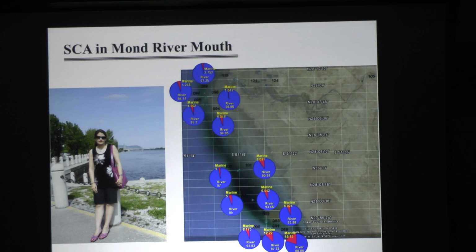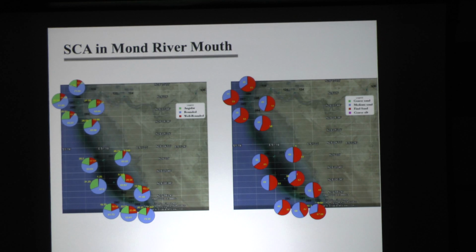As you get far from the river mouth, the percentage of riverine sediments decreased, and they are getting smaller. The grain size is getting smaller, and the grains are more rounded when you get far from the river. That could show that the sediments are mostly coming from the river.